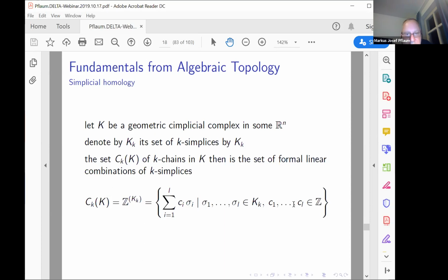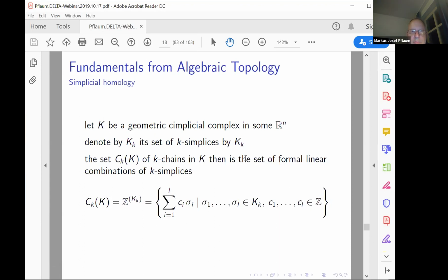But in principle, you could also have this with coefficients. Then you would have the k chains in K with coefficients in this abelian group. Let's say Q or R. And actually one needs it later on. This concept of formal linear combination is a bit of an abstract one, but it's extremely important. So if you have coefficients in R or Q, you would say the k simplices form a basis of the k chains with values in the field Q or R.